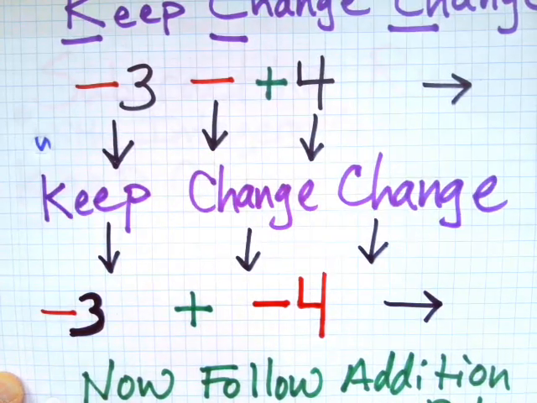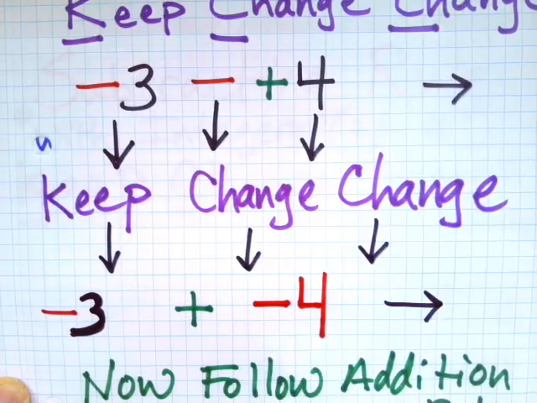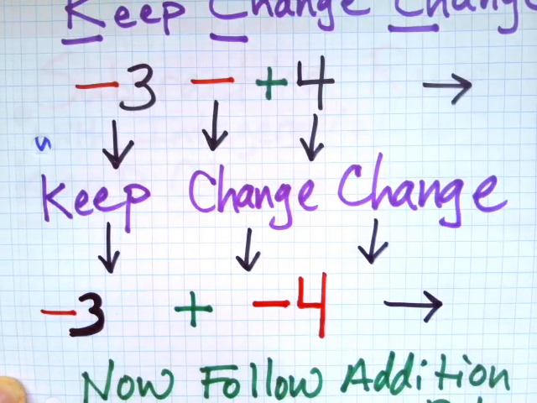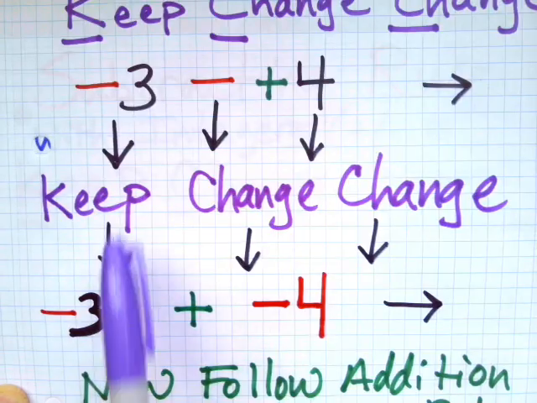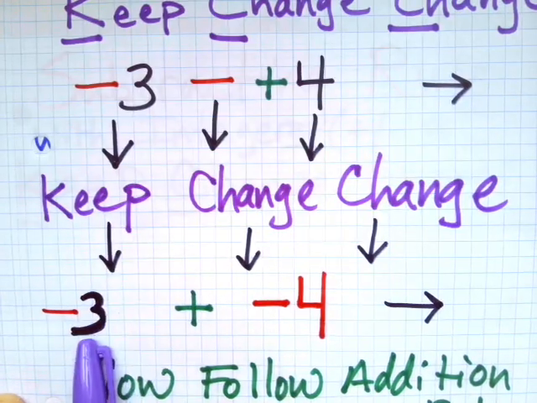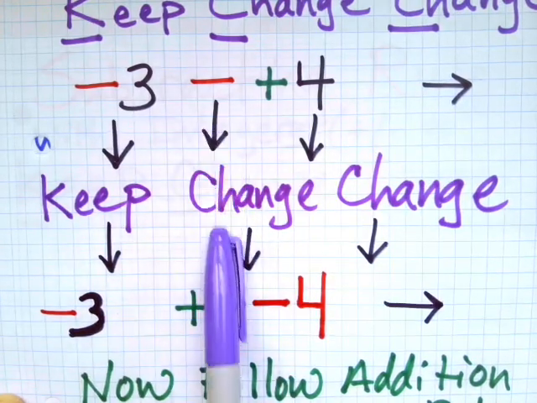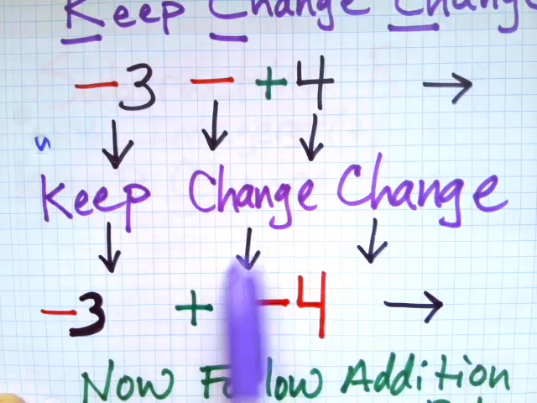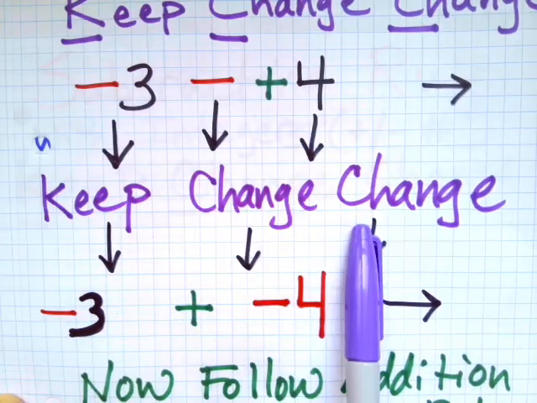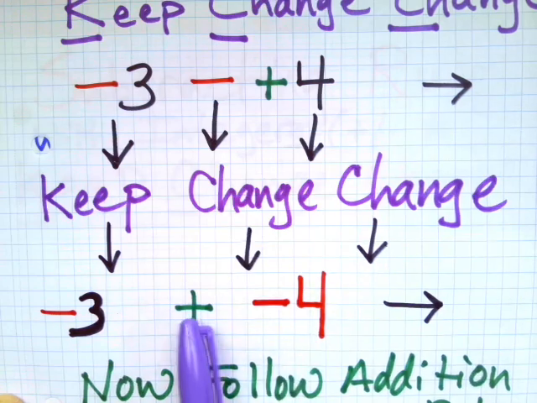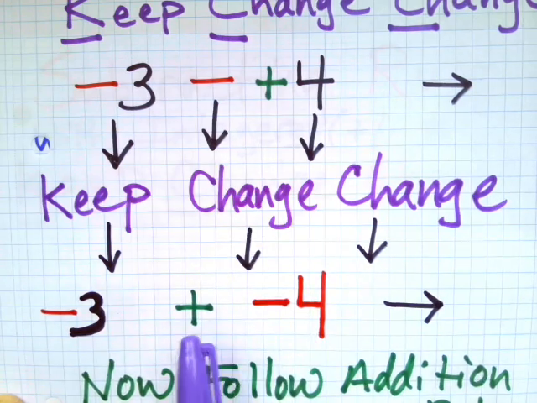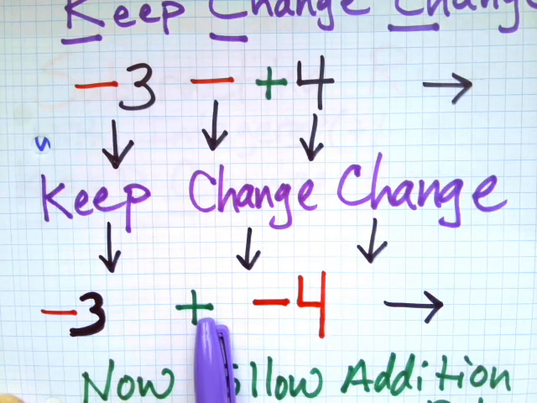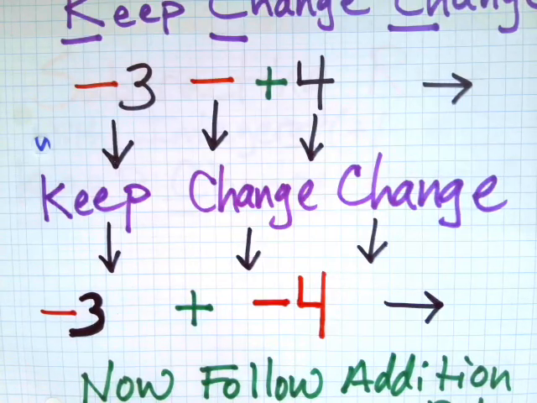Once it becomes an addition problem, we follow the addition rules. If you haven't seen my video on adding two integers, please take an opportunity to review and watch those. So the negative 3, we kept it negative 3. The subtraction, we changed to addition. The positive 4, we changed to a negative 4. Now it's addition rules. Remember, same signs add, different signs subtract.